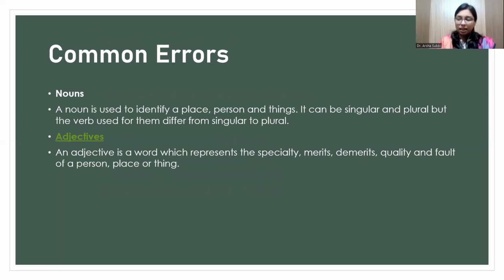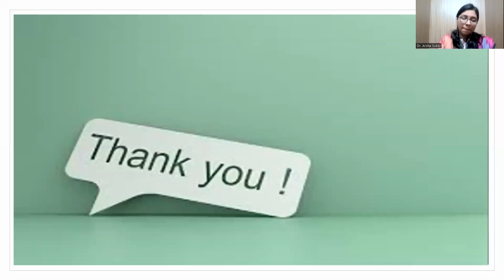Now, common errors, again, we have nouns. A noun is used to identify a place, a person, and a thing. It can be singular and plural, but the verb used for them differs from singular to plural. Adjectives, what are adjectives? It is a word which represents the speciality, merits, demerits, quality, and fault of a person, place, or thing. That's it.